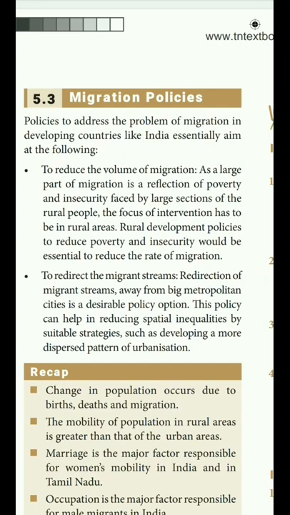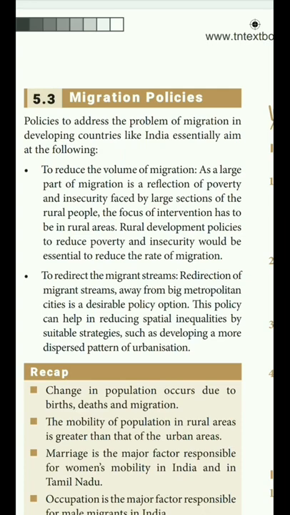So the first important aim of migration policies is to reduce the volume of migration. Where it happens means mostly in rural areas. Why it happened means because of insecurity and poverty. Second point, to redirect the migrant streams.